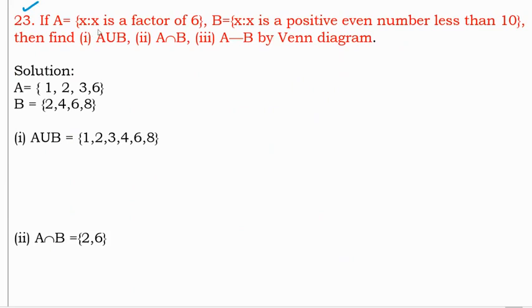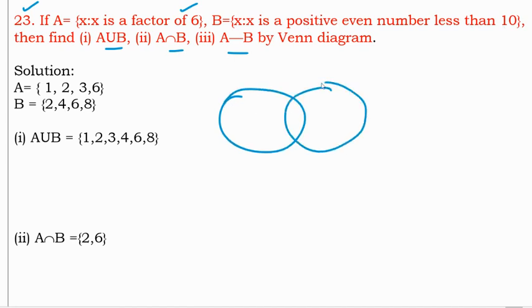23rd question: if A is {x such that x is a factor of 6} and B is {x such that x is a positive even number less than 10}, find A union B, A intersection B, A minus B by Venn diagram. So we will take the Venn diagram for two sets A, B. A set is x such that x is a factor of 6. This is the set builder form. We will convert it into roster form.